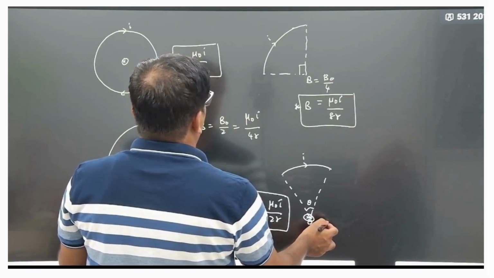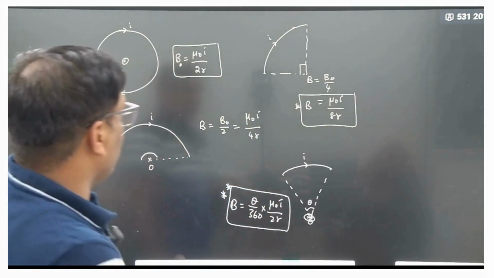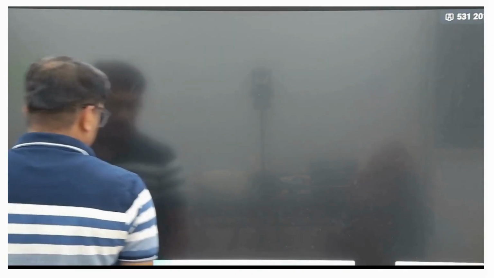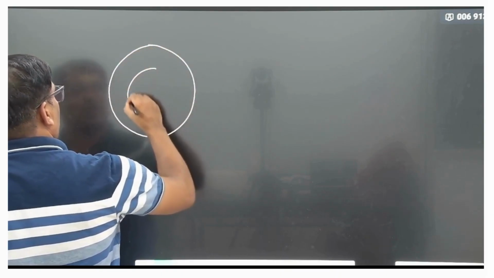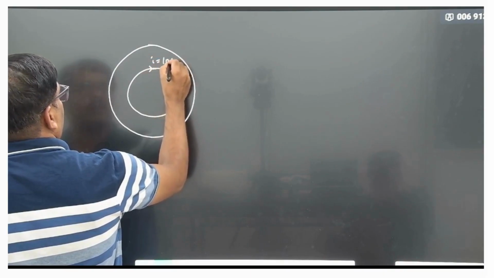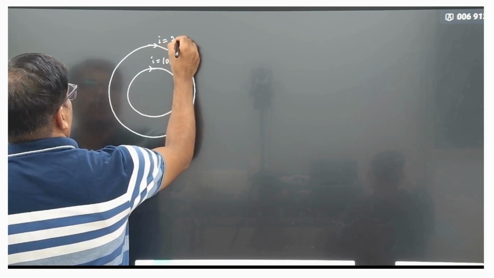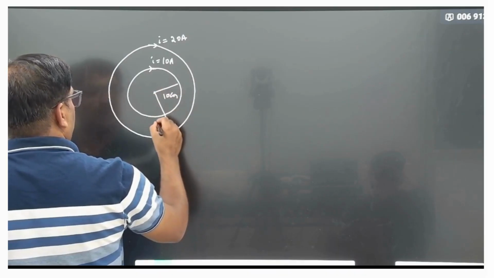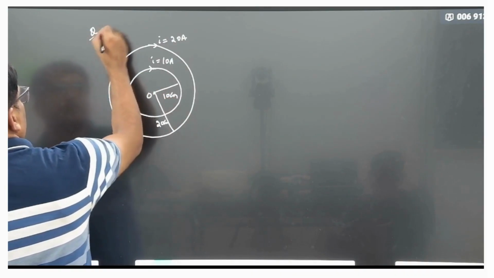Now we'll do some questions on this. These formulas are enough to solve any type of problem related to this. Let us do one question here. A simple question. Suppose here one circular coil is there and one more circular coil is there. Both are concentric circles. I is equal to 10 ampere, and the other one is 20 ampere. The inner radius is 10 centimeter, the outer radius is 20 centimeter. Now we want to calculate the magnetic field at the center.